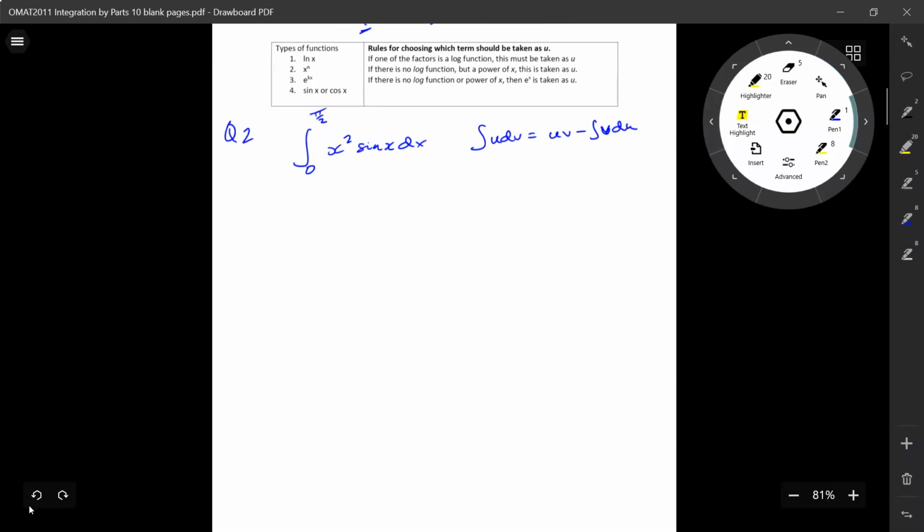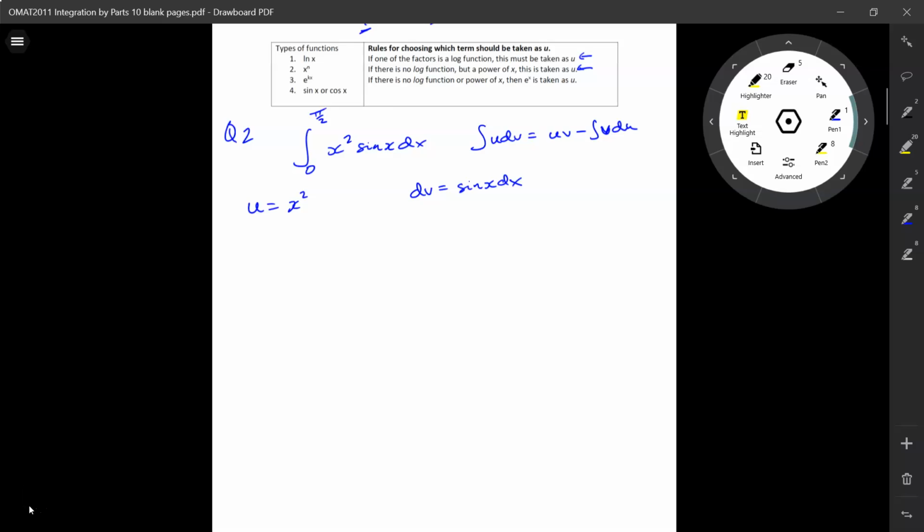So following our rule number 1, if one of the factors is a log function, well, it isn't, so we skip to rule number 2. If there's no log function but a power of x, this is taken as u. So that's our answer. We take u to be x squared, and dv is equal to sine x dx.